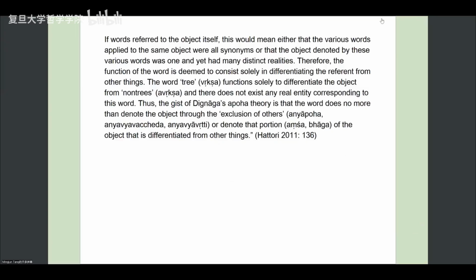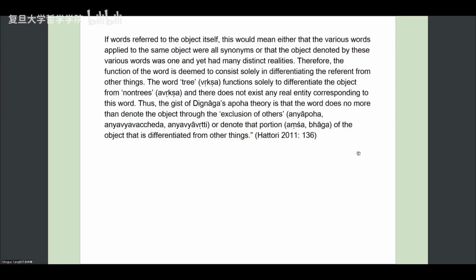If words referred to the object itself, this would mean either that the various words applied to the same object were all synonyms, or that the object denoted by these various words was one and yet had many distinct realities. Therefore, the function of the word is deemed to consist solely in differentiating the referent from other things. The word tree, vriksha, functions solely to differentiate the object from non-trees, avriksha. And there does not exist any real entity corresponding to this word. Thus, the gist of Dignaga's apoha theory is that the word does no more than denote the object through the exclusion of others, anya apoha, anya vyavaccheda, anya vyavrtti, or denote that portion, amsha, bhaga, of the object that is differentiated from other things. So that's basically apoha, yeah?